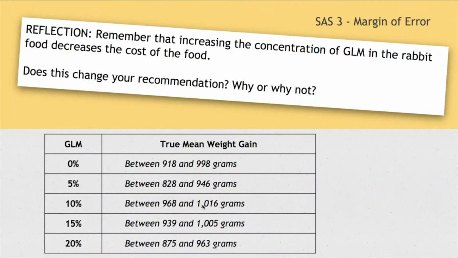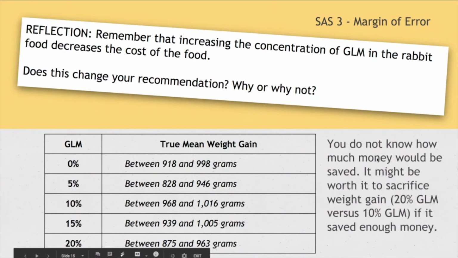Now, let's reflect. Increasing the concentration of GLM in the rabbit food decreases the cost of the food. Now, could this change your recommendation to the farmers? And if so, why or why not? Now, think about this. The more GLM, the less the food costs. So you don't know how much money would be saved, but it might be worth sacrificing weight gain if it saved enough money.